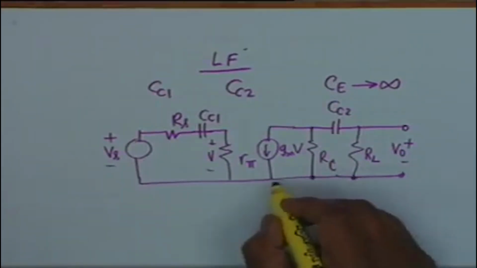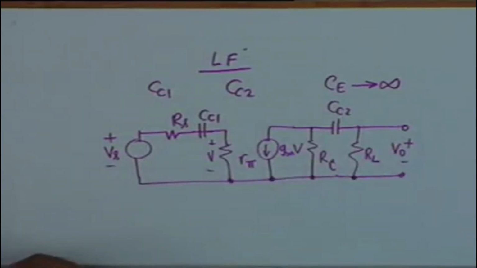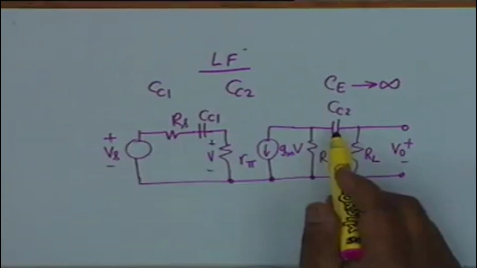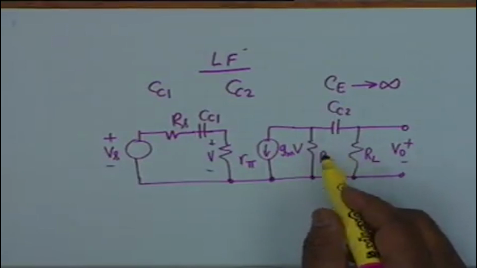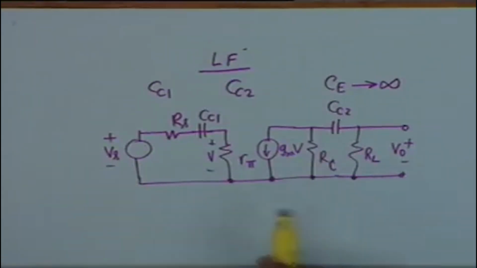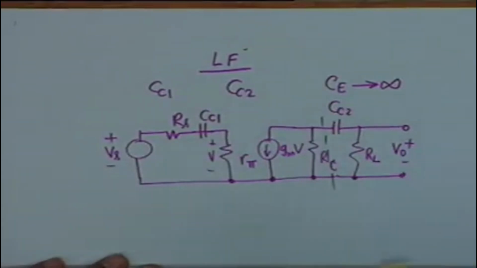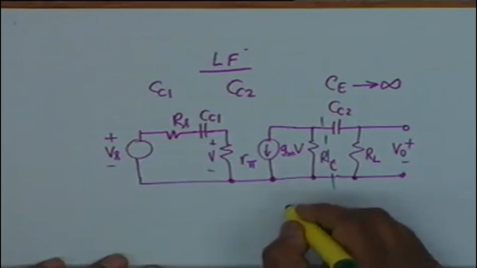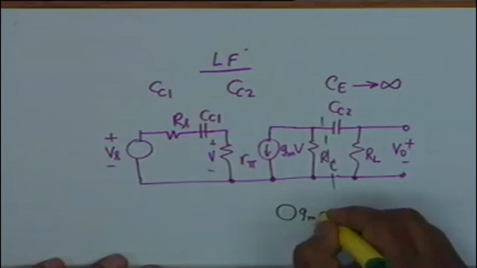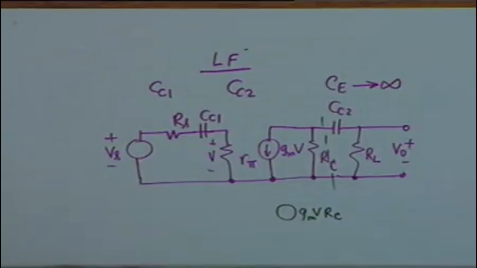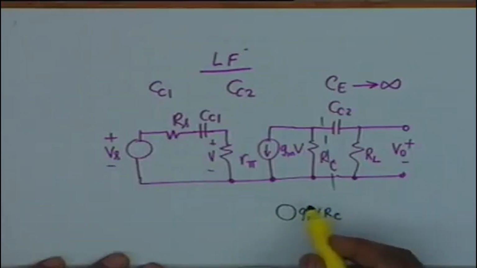Now, unlike the mid-band situation, we cannot combine RC and RL because CC2 is not a short. It offers appreciable impedance. The impedance can be comparable to that of RC and RL. Therefore, we cannot consider this. But we can do one thing very interestingly. We can replace this part by Thevenin's theorem, and therefore RC and RL will come in series. You see the point? So, this part I can write as GM V times RC. This is the open circuit voltage with what polarity?